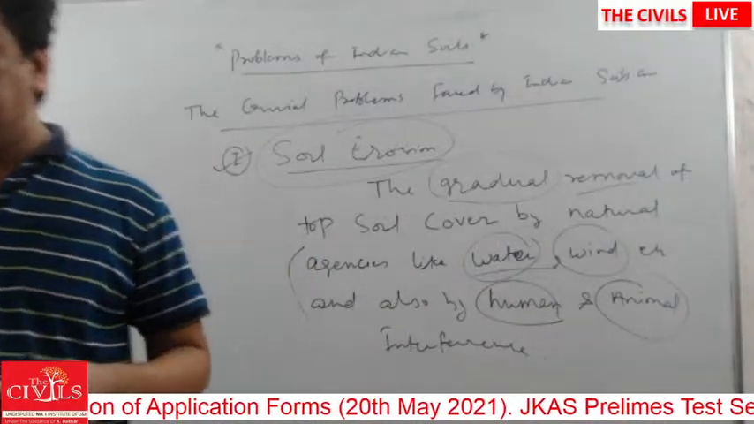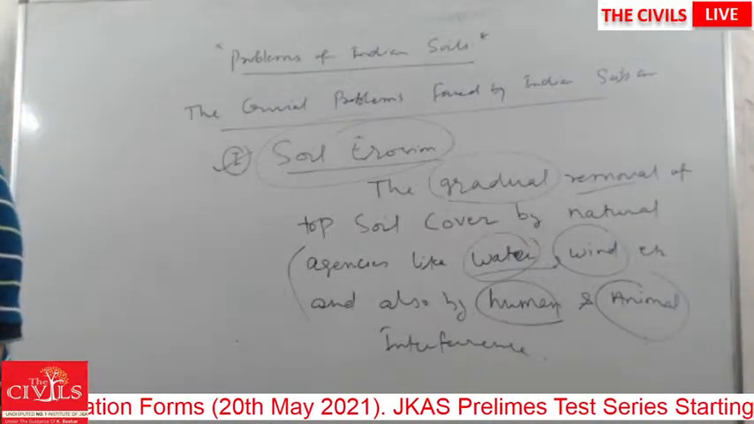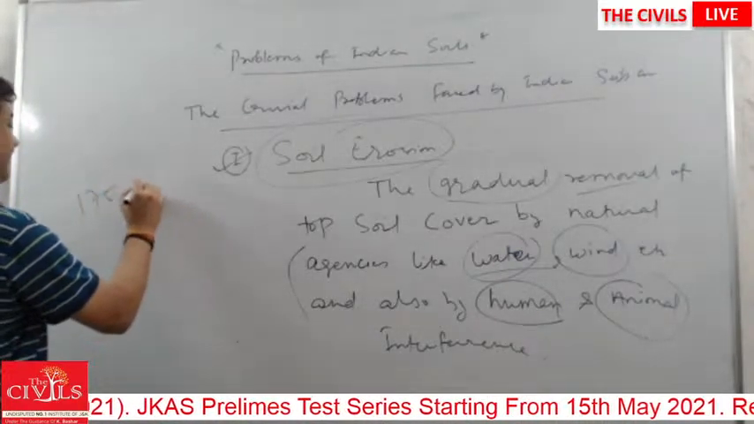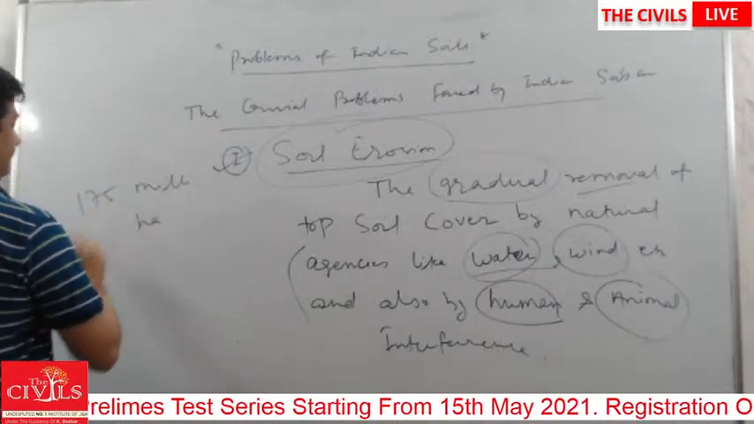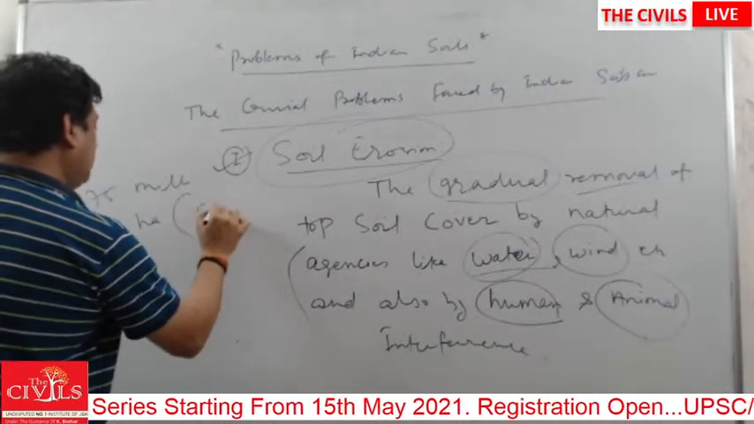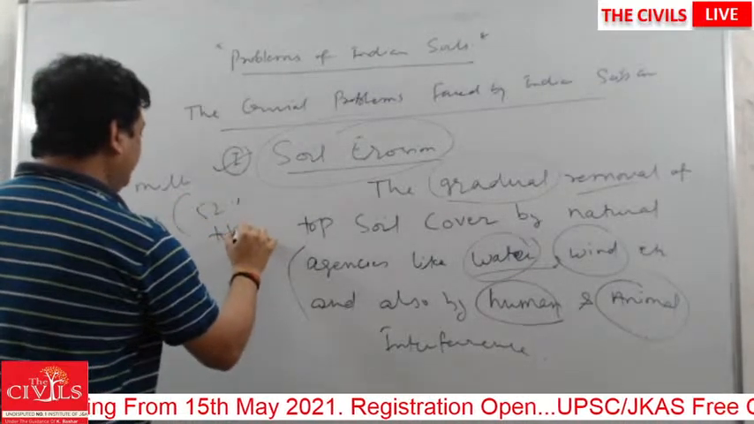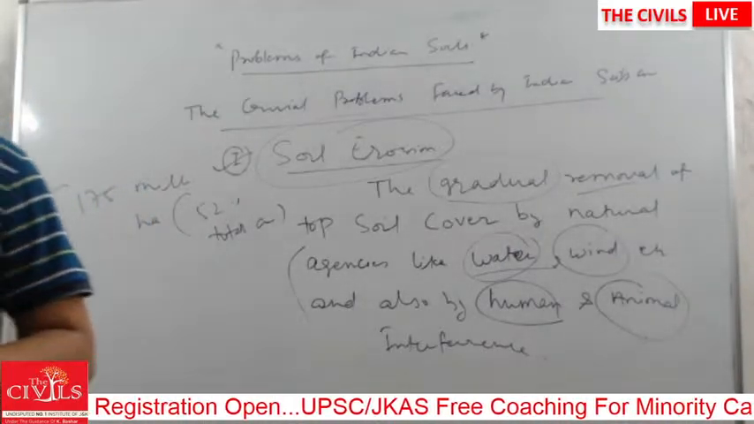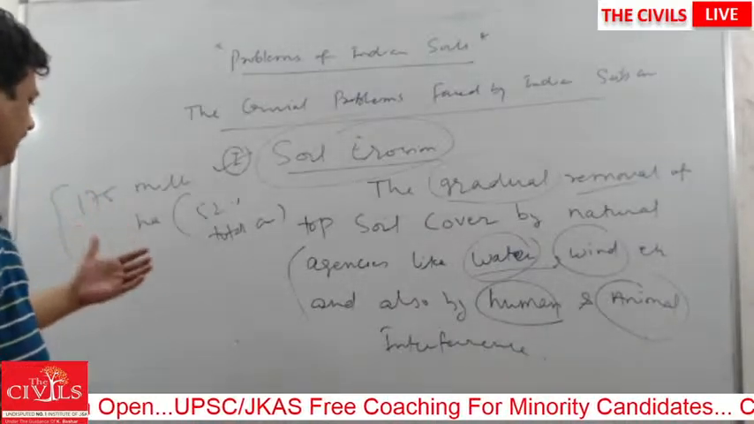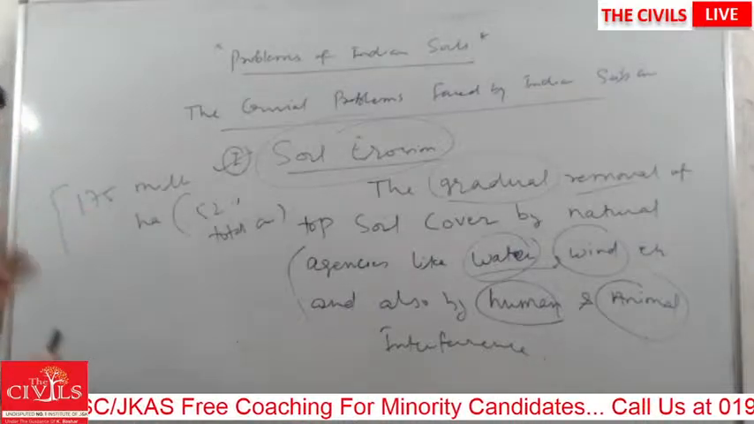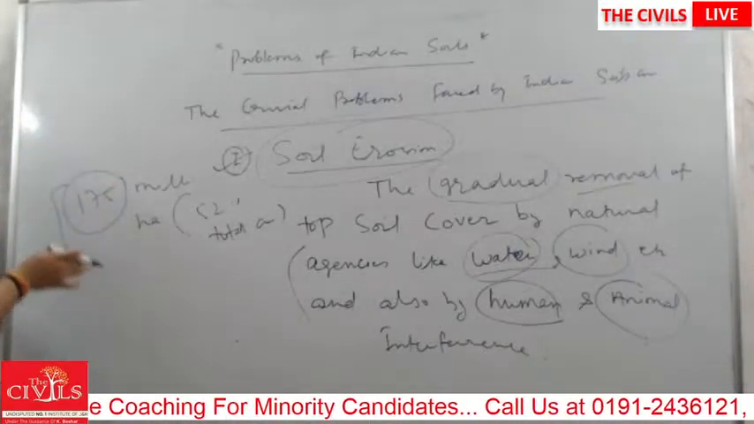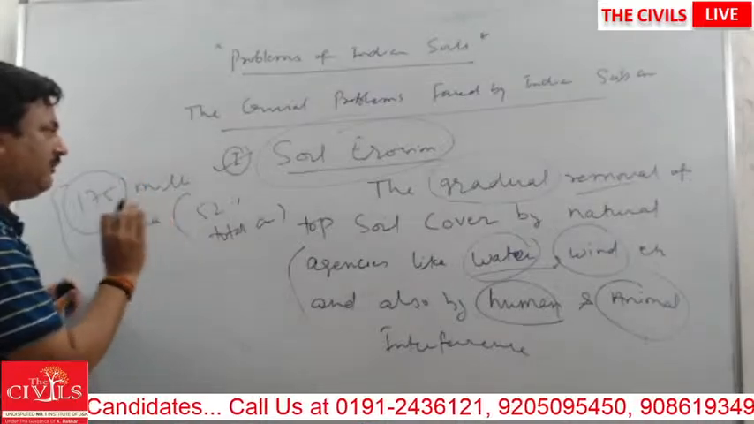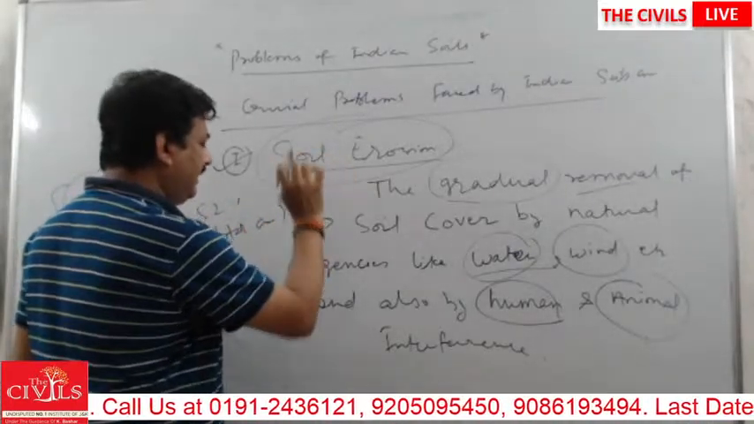Now the next is the types of soil erosion. According to one estimate, about 175 million hectares of land, agricultural land, which is about 52% of the total area of India, is affected by the problem of soil erosion.